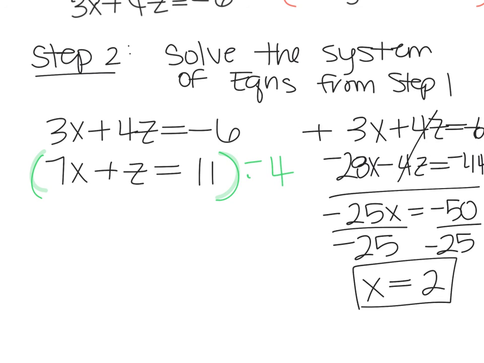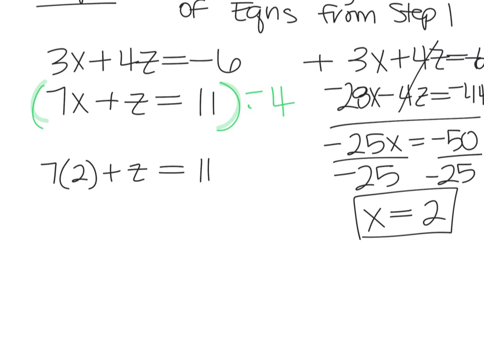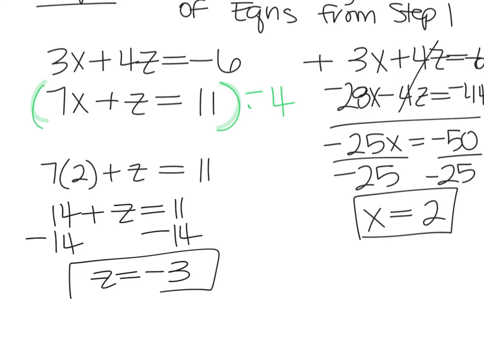Now that we know x, we can use that to solve for z, because I have two sets of equations that only contain x and z. So I'm going to go ahead and plug x into my second equation. So we're going to get 7 times 2 plus z equals 11. So that's going to become 14 plus z equals 11. We're going to subtract 14 and we get z equals -3. We have now solved for 2 of our 3 variables, and that leaves us step 3.